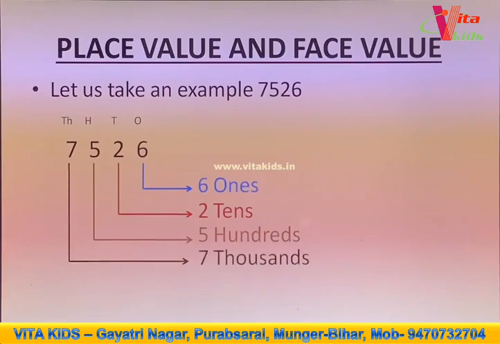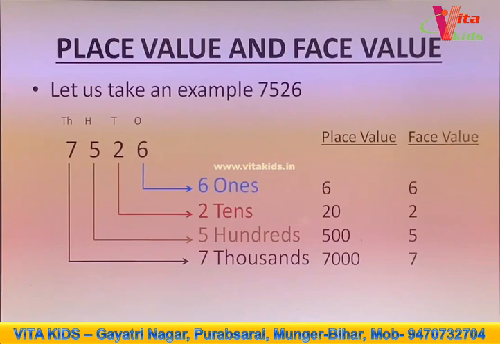7 thousands. Now place values of these digits will be 6, 20, 500 and 7000. And the face value of these digits will be 6, 2, 5 and 7.